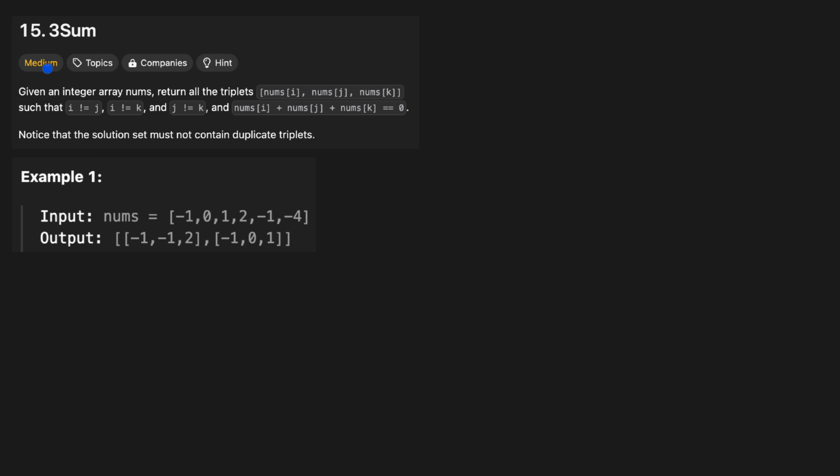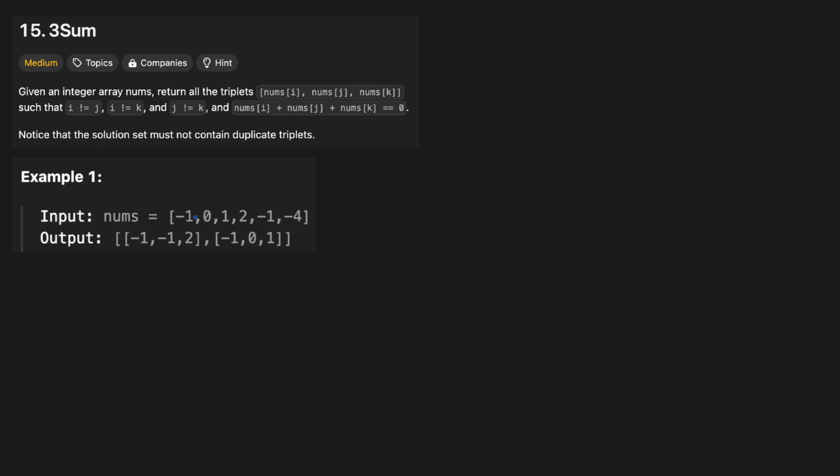Now to the problem. In this problem, we are given an array nums and we have to return all the triplets nums[i], nums[j], nums[k] such that i, j and k are distinct indices. That is, i is not equal to j, i is not equal to k, and j is not equal to k, and the sum of the three numbers is 0. That is, nums[i] plus nums[j] plus nums[k] is equal to 0. And notice that the solution set must not contain duplicates. We will understand that with an example walkthrough.